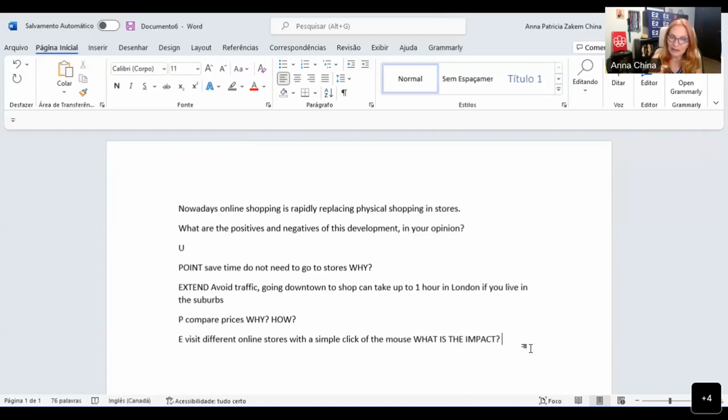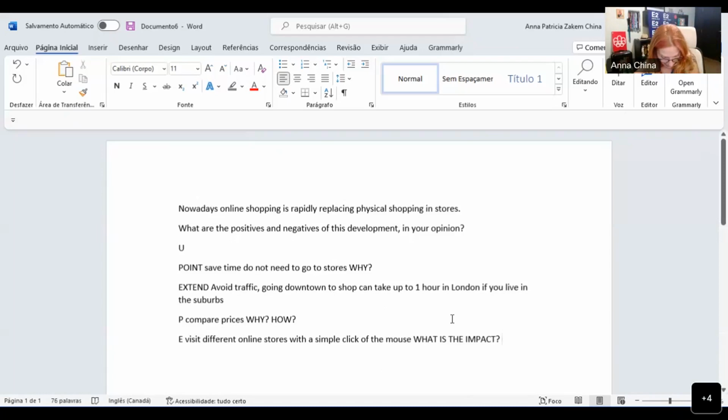So I always tell students that when you have double idea paragraphs, you end up meshing two in one. So the first sentence you can do point and explain, and the extend sentence is example and effect. Okay. So that's a very good way.